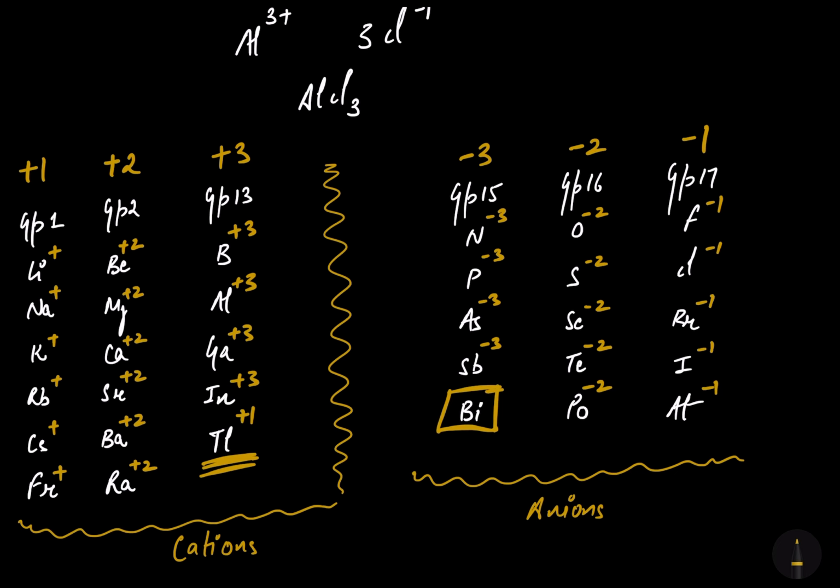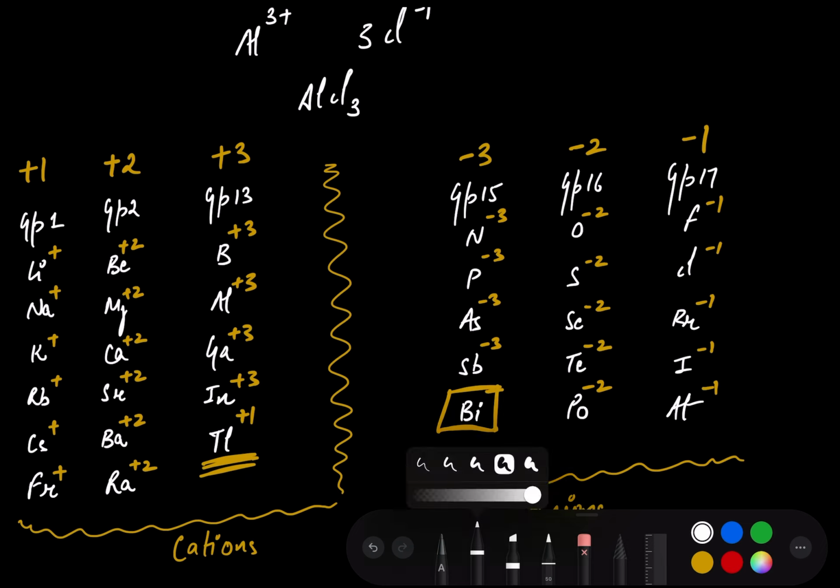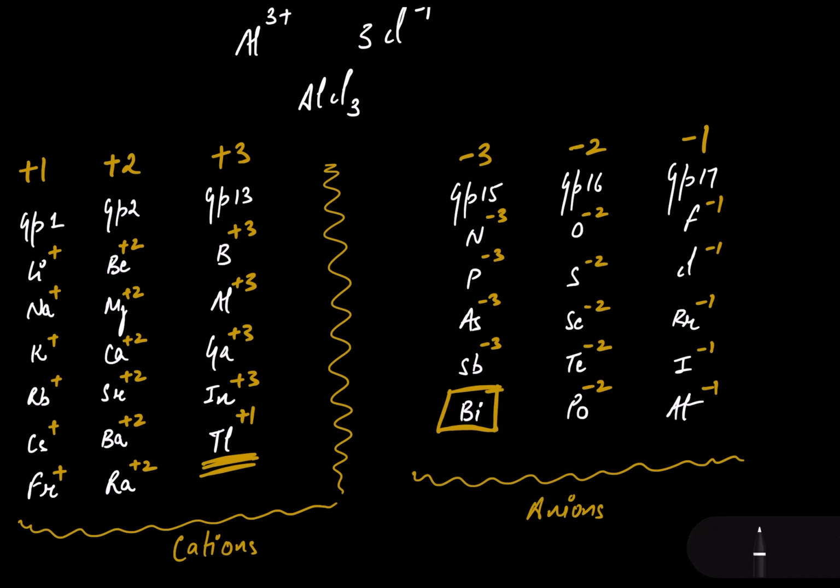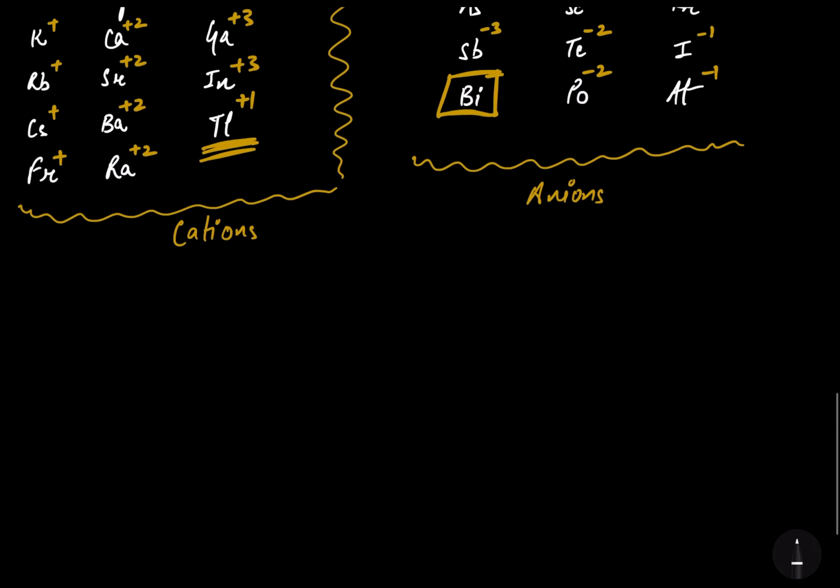So now what's the next trick to find the formula unit or the molecular formula of an ionic compound? Let me talk about magnesium chloride again.